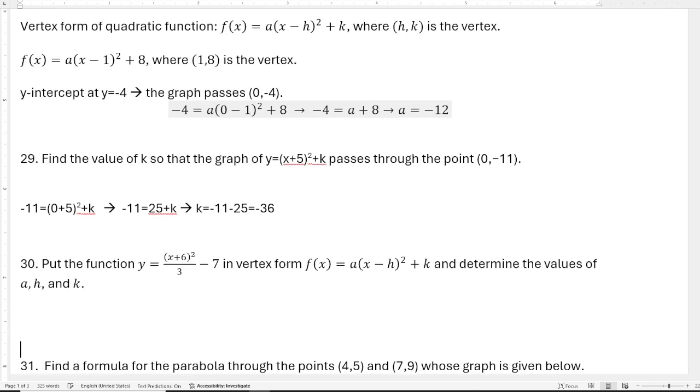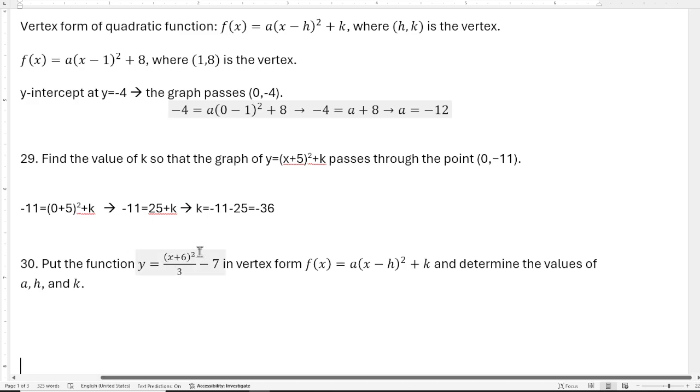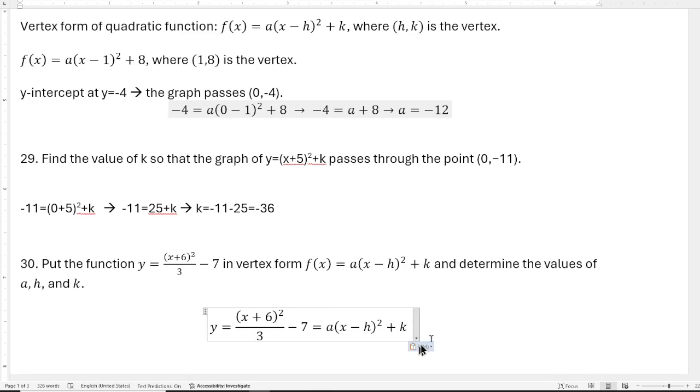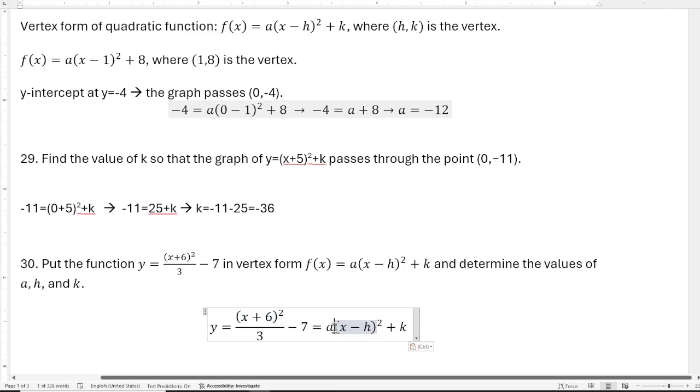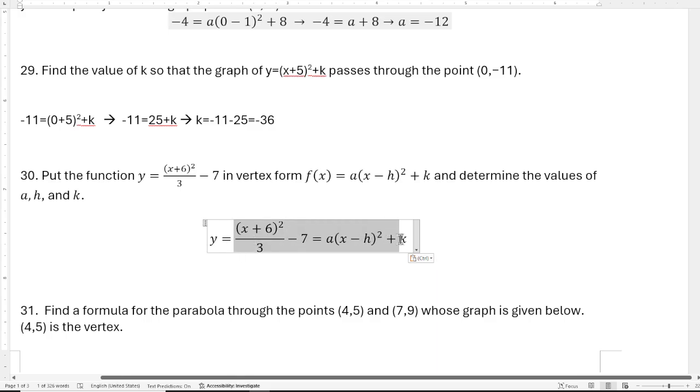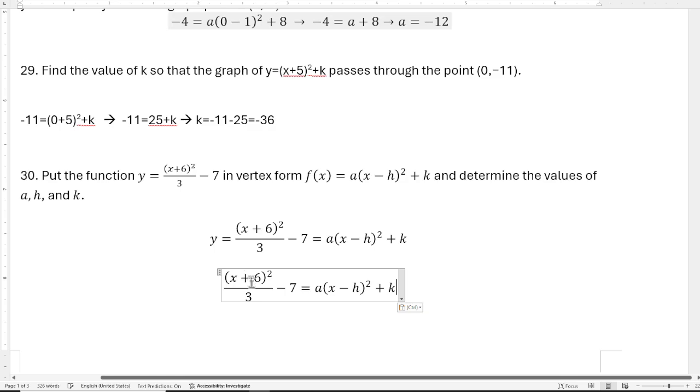Okay, number 30, put the function y equals (x plus 6) squared over 3 minus 7 in vertex form, and determine the values of a, h, and k. So what you want to do is compare this and this one and figure out what the values of a, h and k could be. Now, there's a big difference between the way these two things are written here. A is multiplied whereas 3 is divided. So the first thing you have to do in order to make these two look similar is to rewrite this division by 3 as multiplication by 1/3.